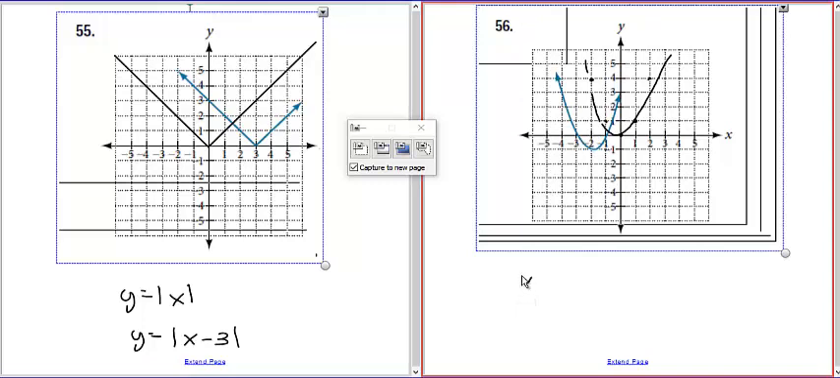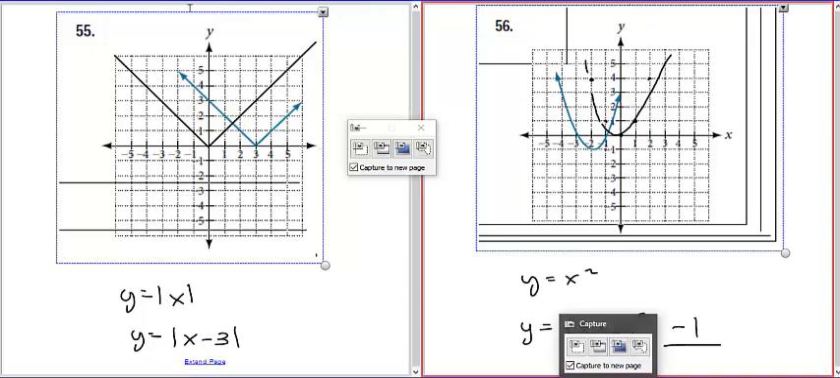So my parent function is y equals x squared, and my shifted function is going to be x something squared and then doing something here. So the y you just do directly. The y is negative 1 because this vertex is shifted down 1. And then the vertex is shifted 2 units to the left, so then I add 2 into there. So that's how you do those.